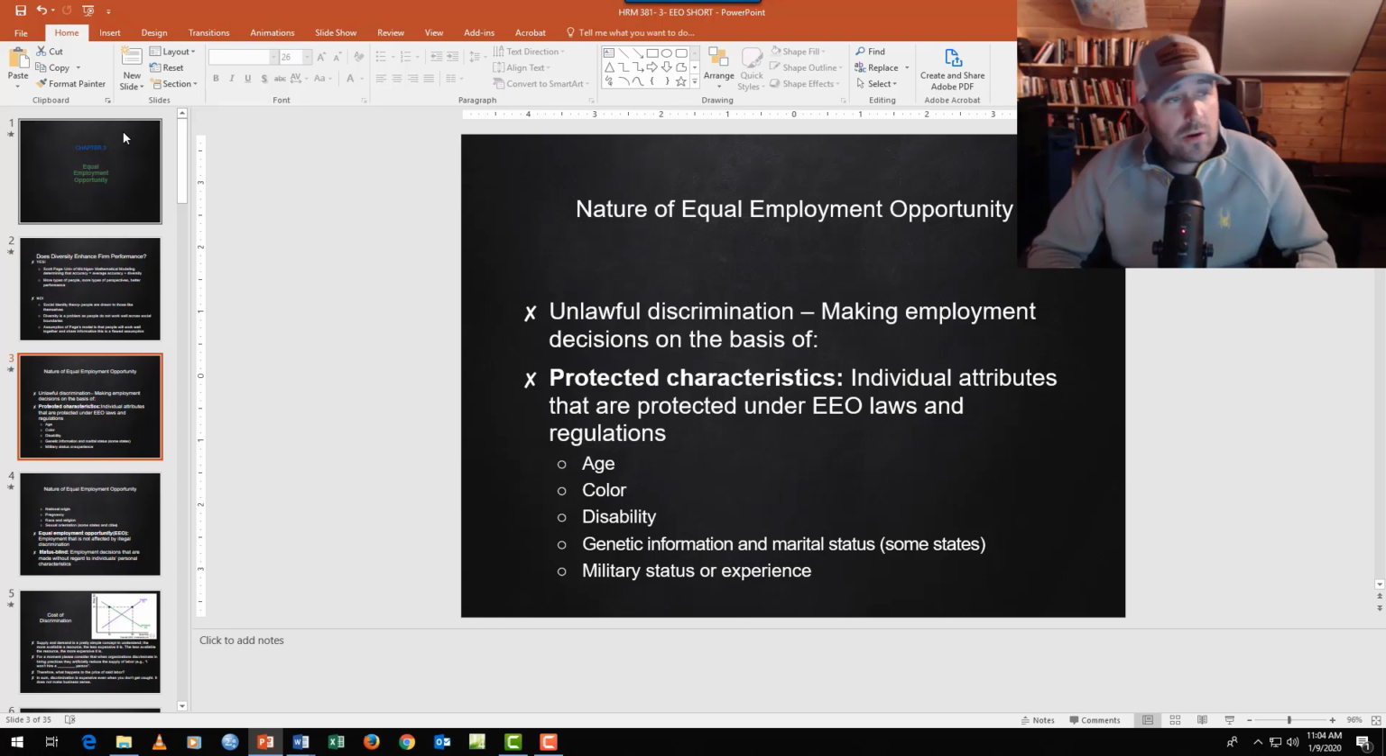So EEO, you've probably heard the term before, equal employment opportunity. A lot of it's based around the idea of unlawful discrimination. What is unlawful discrimination? It's discrimination on anything, particularly in the work context, that violates some kind of a law, a federal, state, local, whatever law, or a common law doctrine.